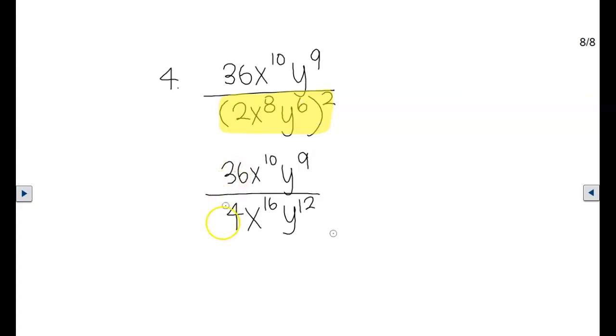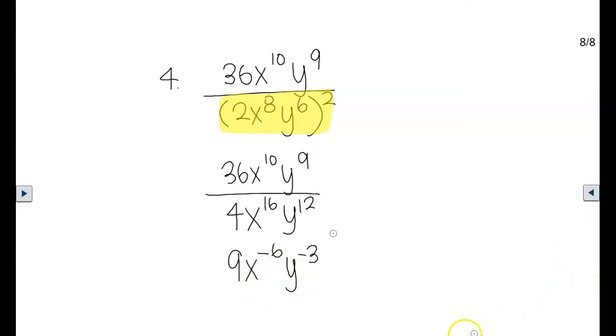Divide your coefficients. 36 divided by 4 is 9. And now we subtract exponents. So for x, we're going to do 10 minus 16. That is a negative 6. For y, we're going to do 9 minus 12, which is a negative 3. And now notice we have one coefficient, one x, one y. So that's a good sign, remember.